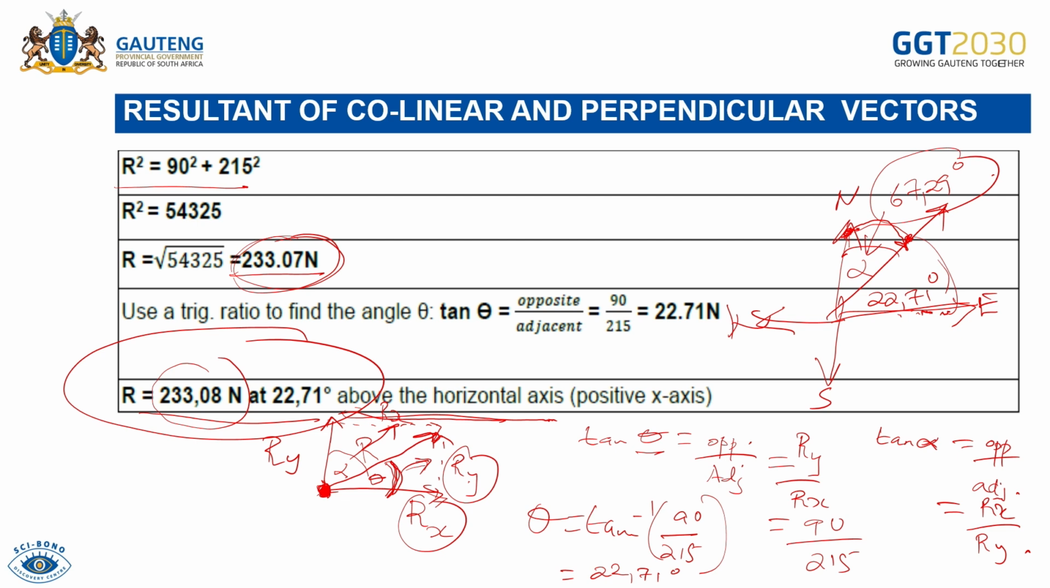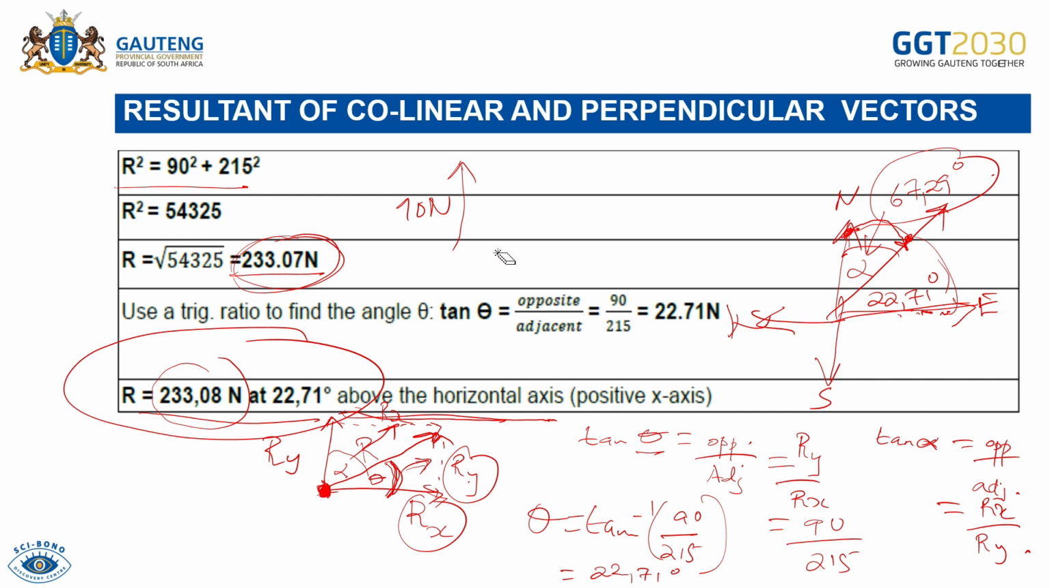Tan theta, right? And before you move to tan theta, first just draw a rough sketch using either the tail to tail method, those vectors being drawn tail to tail, or the tail to head method. What is the meaning of tail to head method? For example, here I'm having 90 newtons, and I start with this 90 newtons. If I draw 215 like this, that is tail to tail, okay?